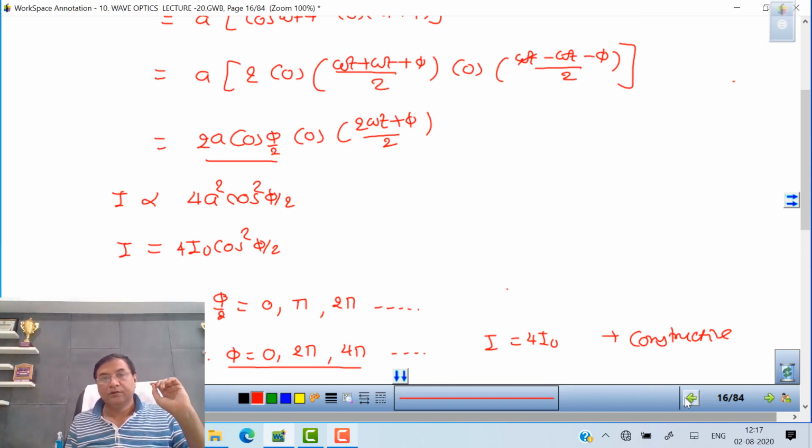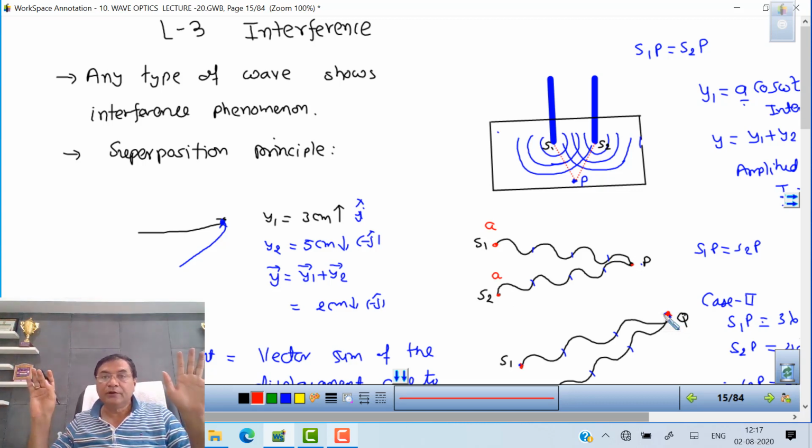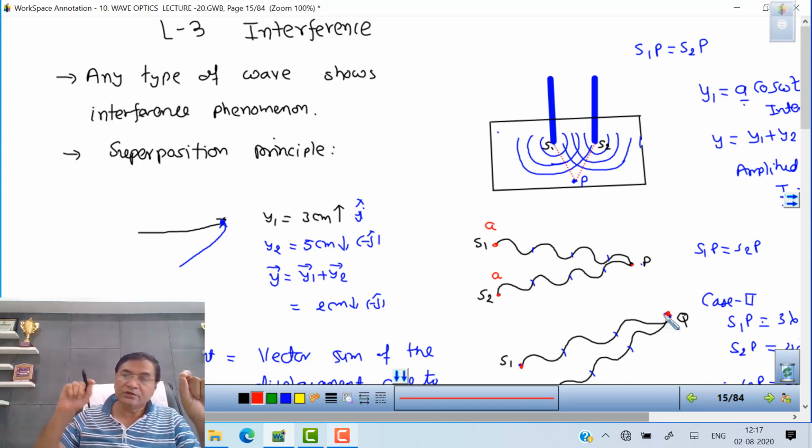So if these sources are not coherent, then at a point you will get the average effect. One source gives I0, the other gives I0, it becomes 2I0. Here also it is 2I0. So everywhere you will get 2I0. But if they are coherent sources, then intensity is 0 at some places and 4I0 at others.